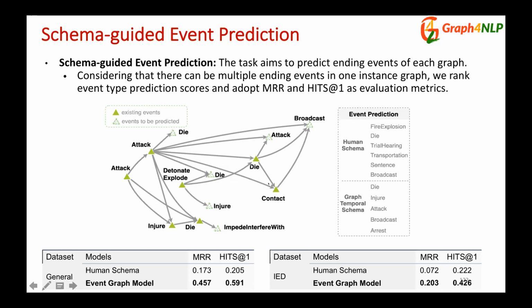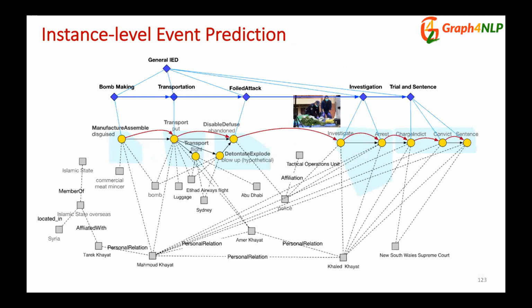For example, here, the human schema mistakenly predicts a trial hearing event. But this person was not arrested yet, so it's impossible to have a trial hearing. And our automatically induced schema can successfully predict the next events right after the current chapter. So that's about schema level prediction.